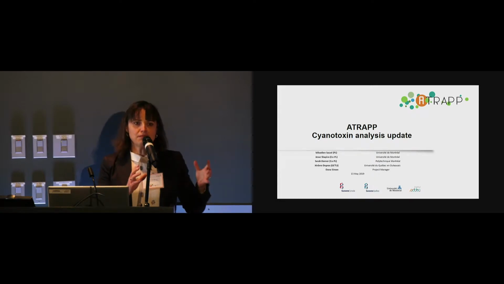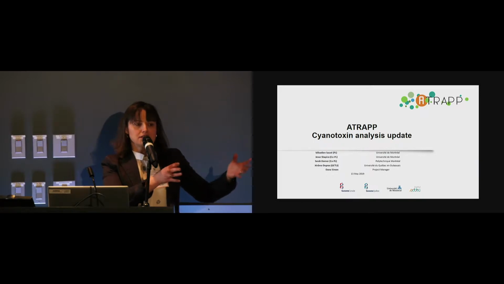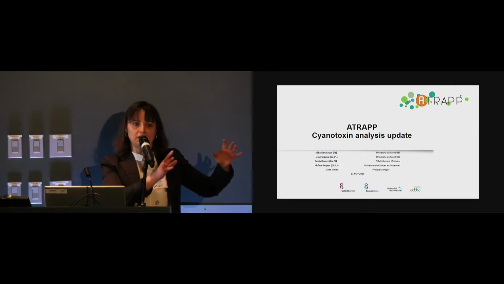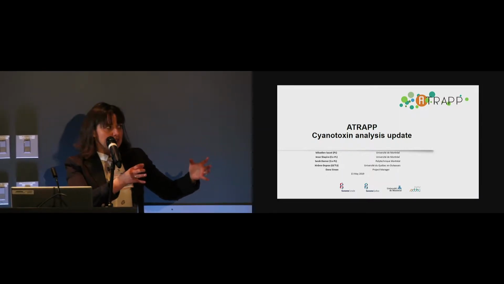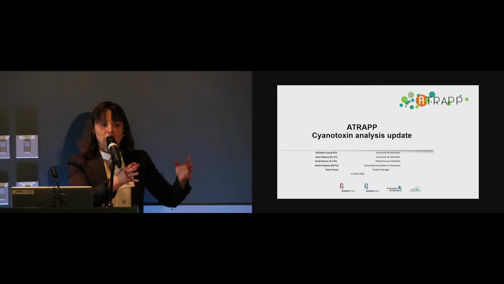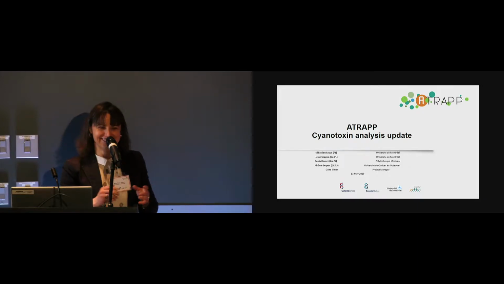So for ATRAPP, the way I see ATRAPP is that there are three big panels. So there are the collaborators, who are sampling. They feed the project with a lot of samples. Then these samples go through analysis. There are different types of analysis: the cyanotoxin analysis, the nutrients analysis, and then the genomics analysis.